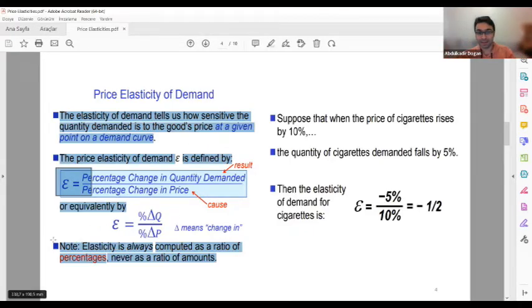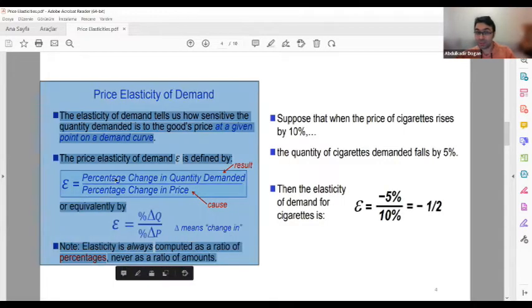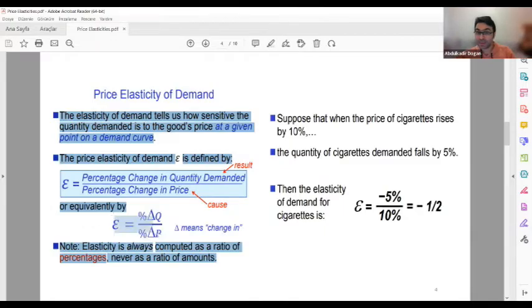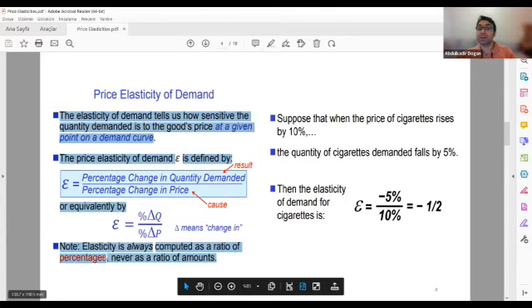Then, please also look at this formula. Do you see? This is the word formula and this is the mathematical formula. Percentage change of quantity demanded divided by percentage change of price, okay? And elasticity is always computed as a ratio of percentages, never the ratio of amount or change, percentage change, okay?